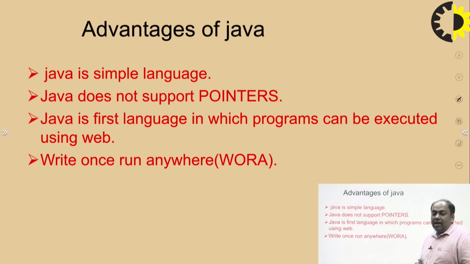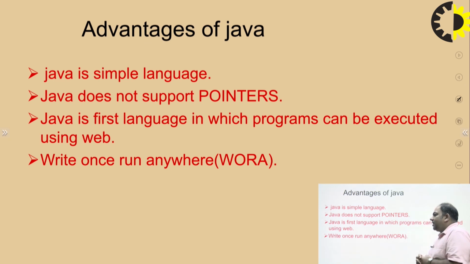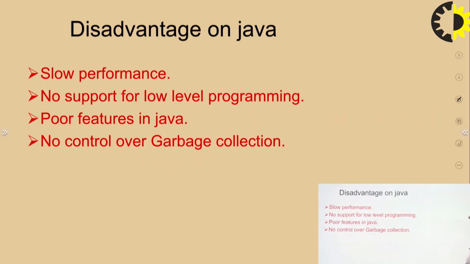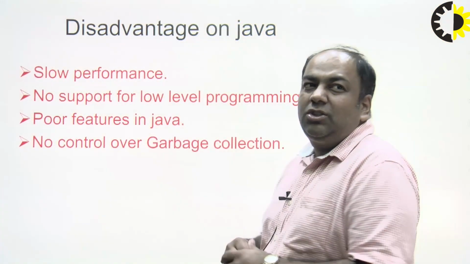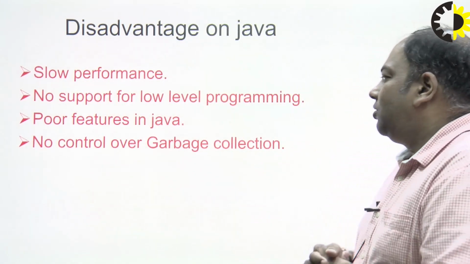Now, in the last part, I will discuss the advantages and disadvantages of Java. Java is a language which does not support pointers. Java is the first language that we have used on the web. Java is the language which provides us portability. For portability, we can use a short form, WORA: write once and run anywhere. And these are the advantages. And finally, the disadvantages: sometimes it works slowly, it does not support low-level programming, and it does not have any control over garbage collection.